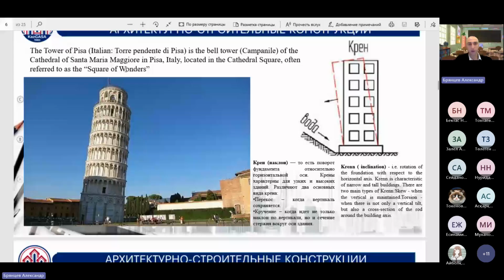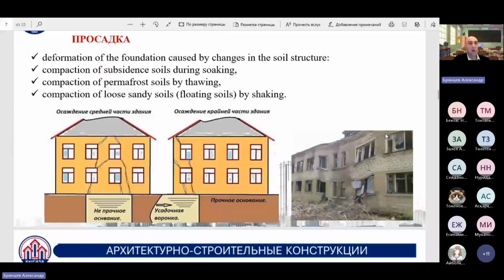Next, subsidence. Subsidence is a specific type of foundation deformation associated with changes in soil structure under external influence. Unlike regular settlements, which develop gradually, subsidence may occur suddenly and non-uniformly, making it particularly dangerous.